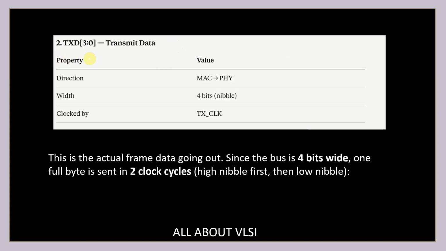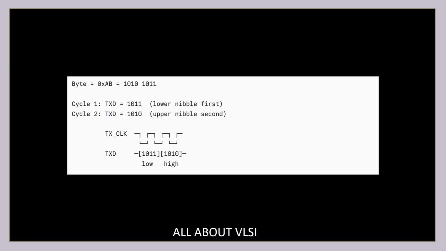Next is TXD. TXD is basically the actual frame of data going out, and since the bus width is 4 bits, one full byte is sent using two clock cycles. If I want to send a byte of data, I'm going to use two cycles. We will discuss in more detail how we are going to transmit the data and receive the data.